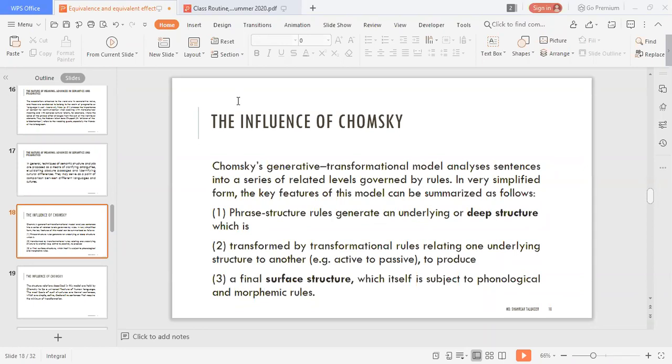Then Chomsky came up with this idea for the analysis of sentences, that is, surface and deep structure. According to Chomsky, the surface structure is the actual production of the language. It refers to a sentence as it is pronounced or written. For example, I'm just talking to you, so you can hear me. That is the production of the sentence, and that is the surface structure.